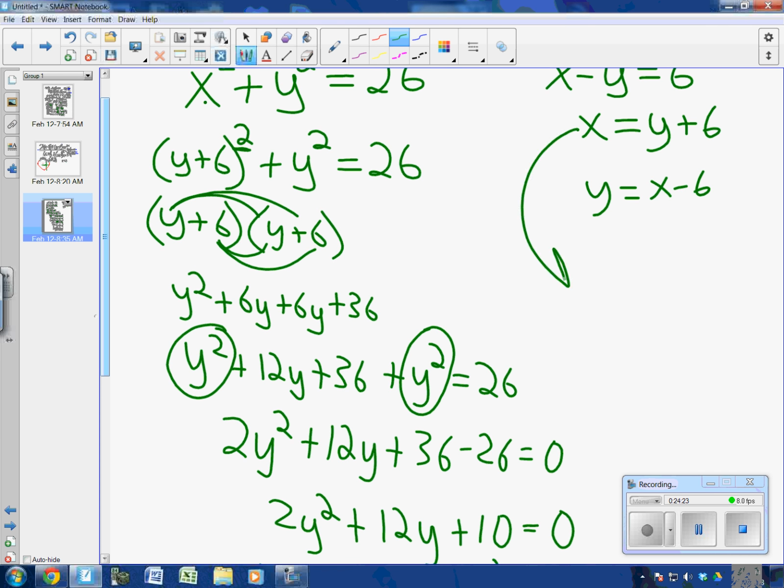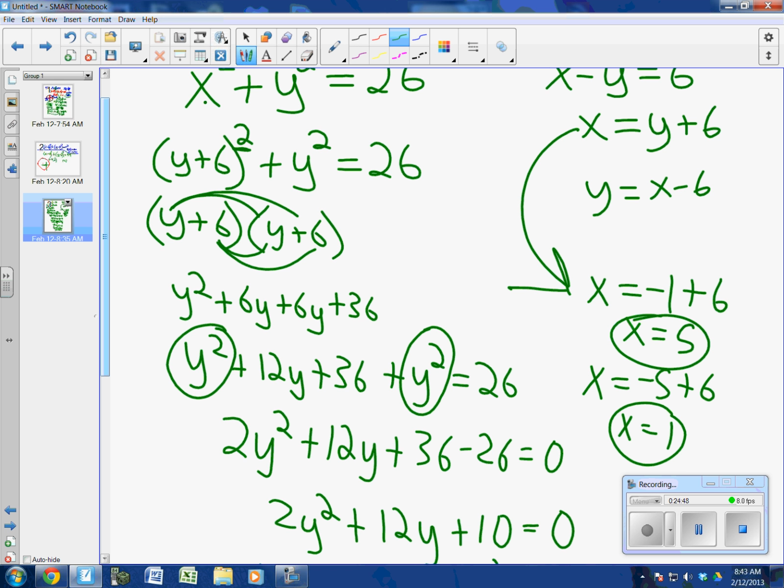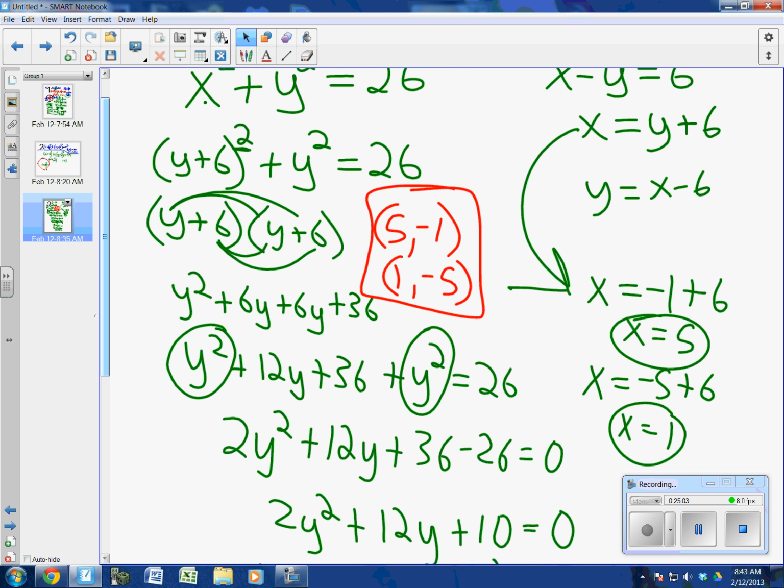You've got x, right? Okay, so x equals -1 plus 6. What's that one? 5. And x equals -5 plus 6. What's that one? 1. So, I got 5 when I put in -1. So my two answers are (5, -1) and (1, -5). That's where those two intersect.